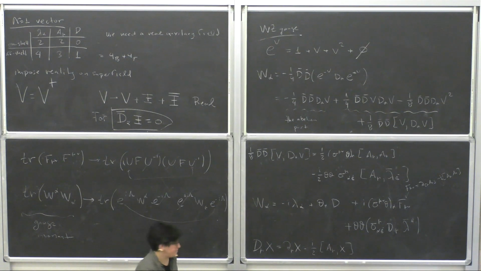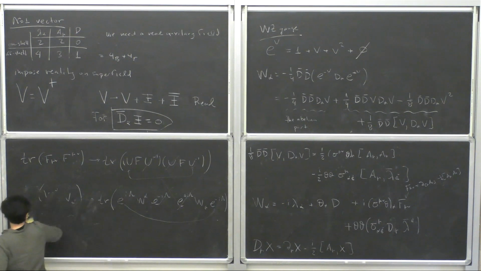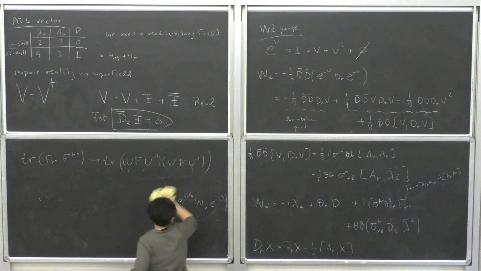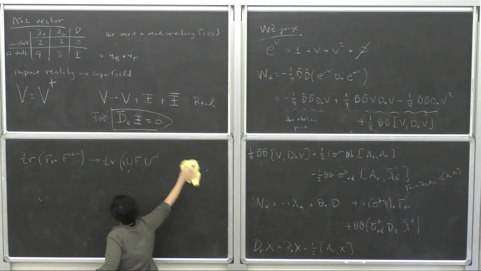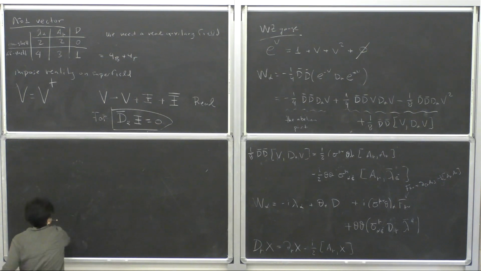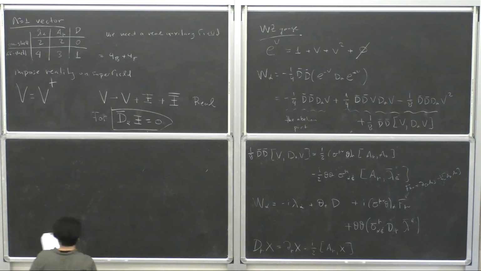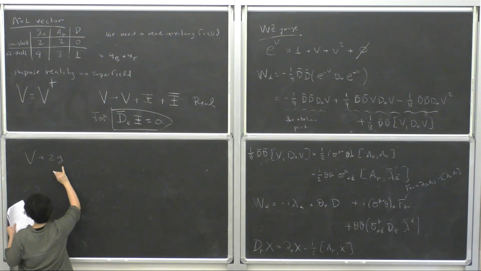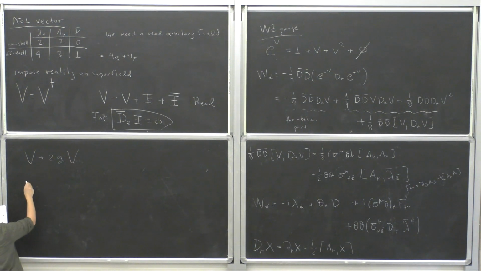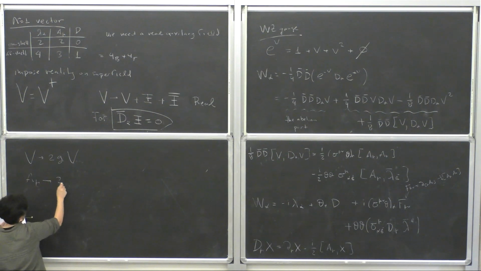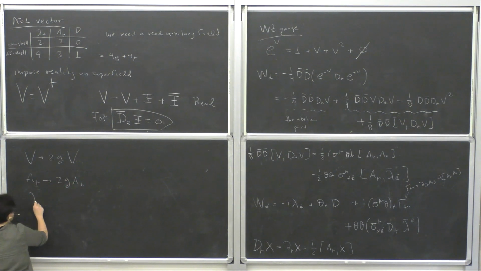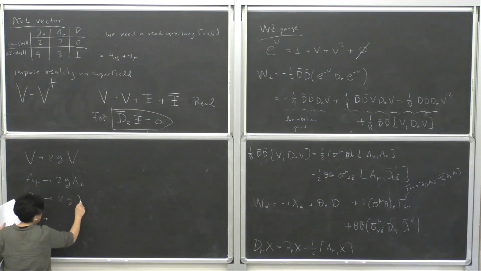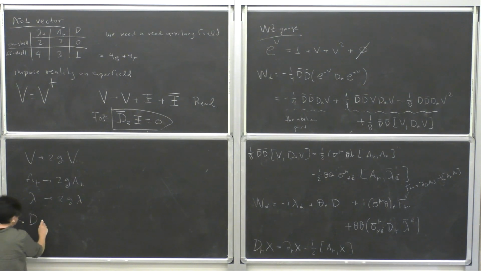I will write here. So I will send all of my fields to 2 g Yang-Mills times the fields. And maybe I don't need to say this in detail, all of them. The same for lambda, and the same for D. Yes, I have to do that. And now I am done.